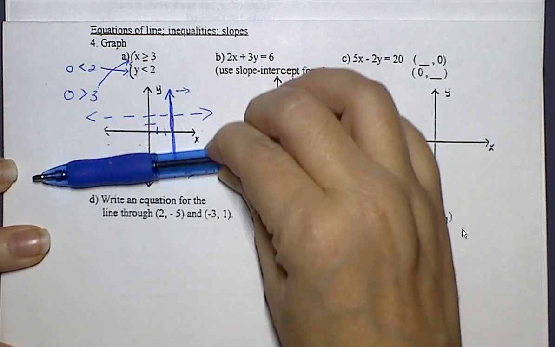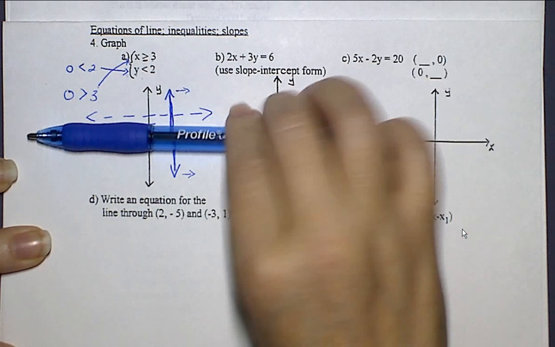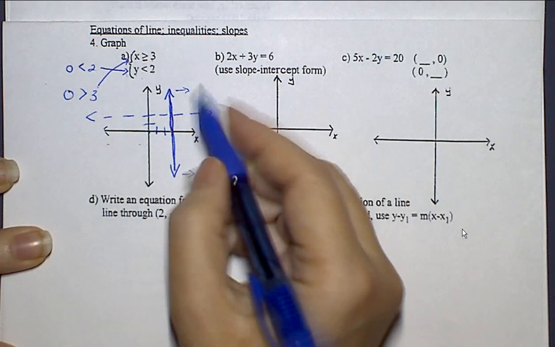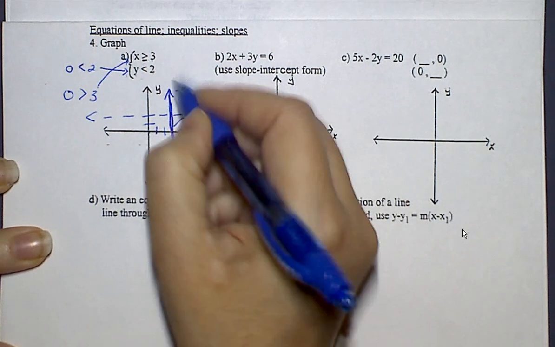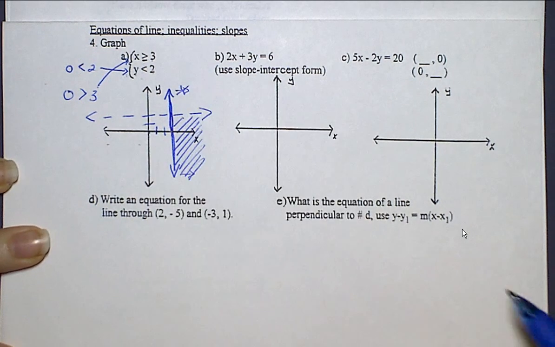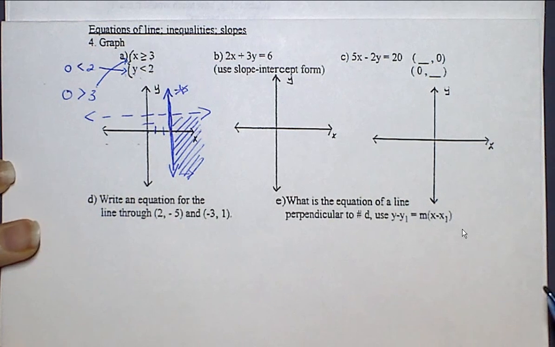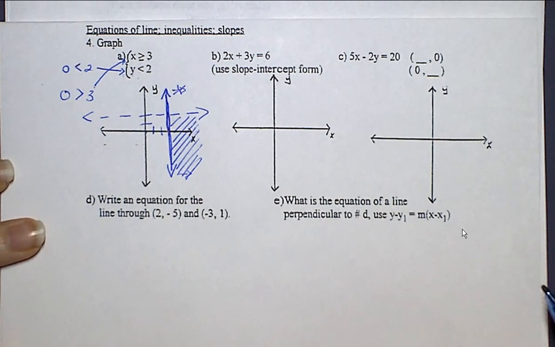So since we're shading below this, that means that the thing that they have in common is over here. So this is where we shade. And I'm just going to cross that out so that we don't confuse that later. Alright.